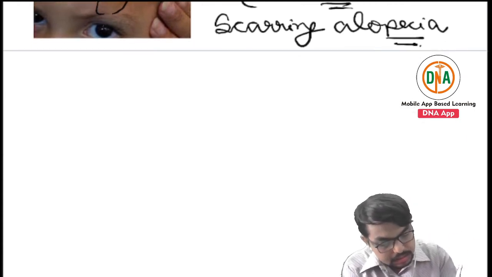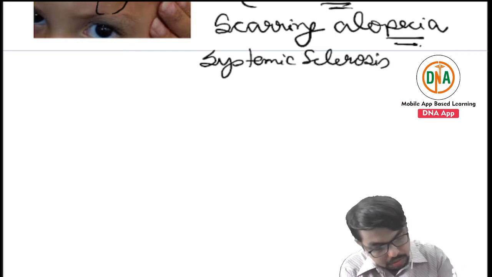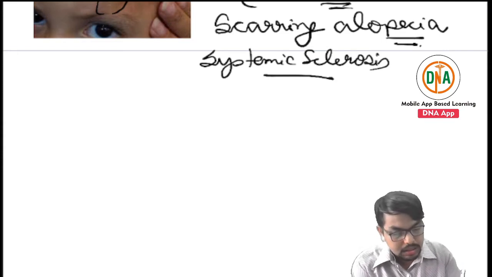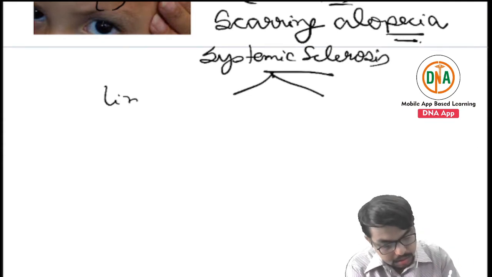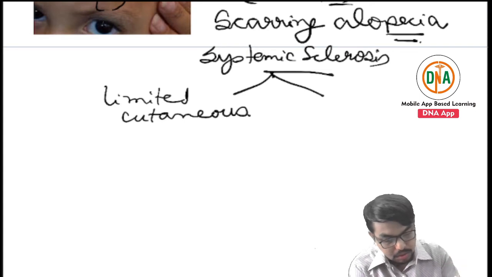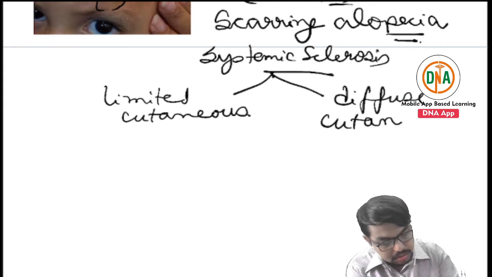Okay, next we have systemic sclerosis. This is of two types. One is limited cutaneous systemic sclerosis. Another is diffuse cutaneous systemic sclerosis.